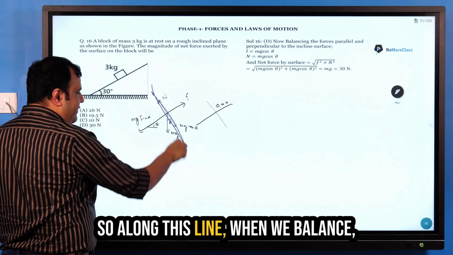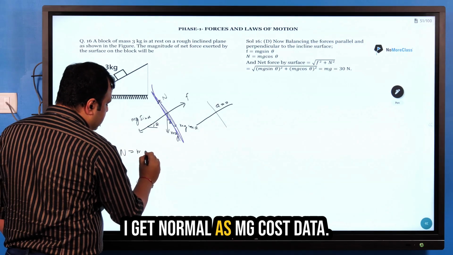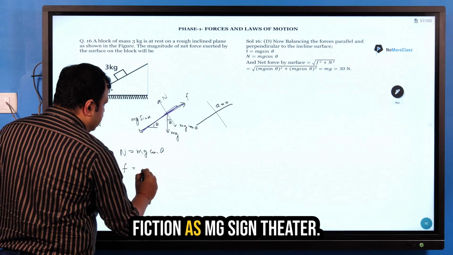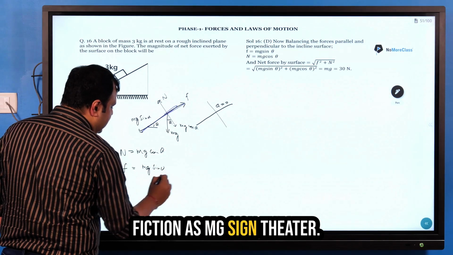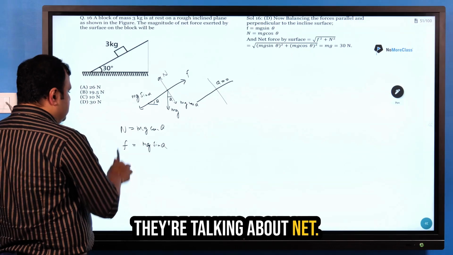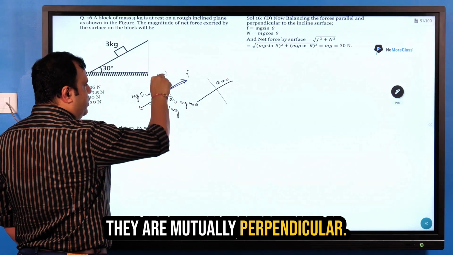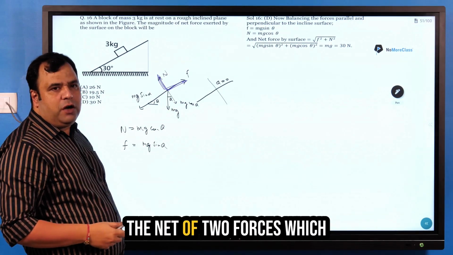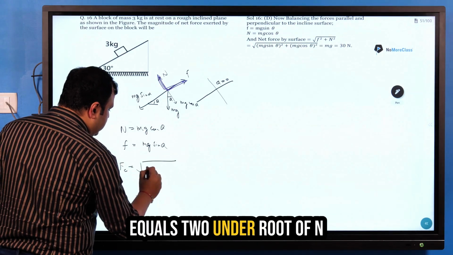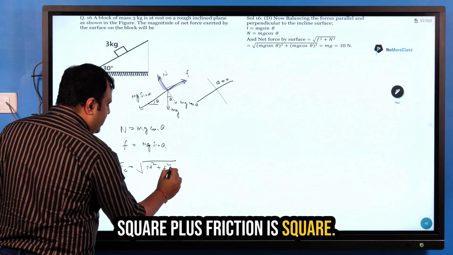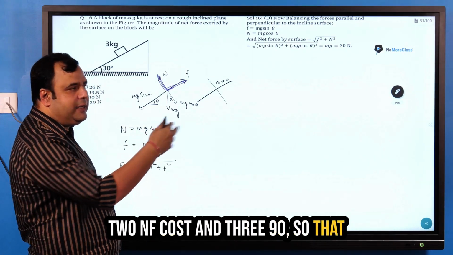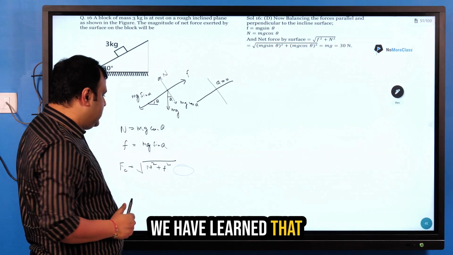So along this line, when we balance, I get normal as mg cos theta. And along this line, I get friction as mg sin theta. They're talking about the net. So both normal and friction are mutually perpendicular, and we know how to calculate the net of two forces which are mutually perpendicular. So the net contact force will be equal to the square root of N square plus friction square. Actually there was a plus 2 f cos theta term, and theta is 90, so that term becomes 0. In vectors we have learned that.